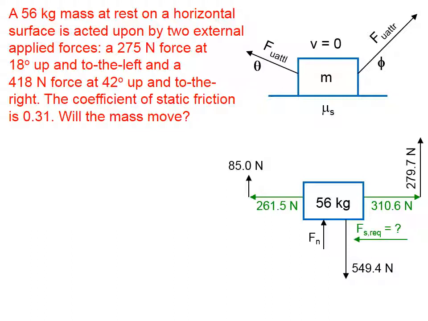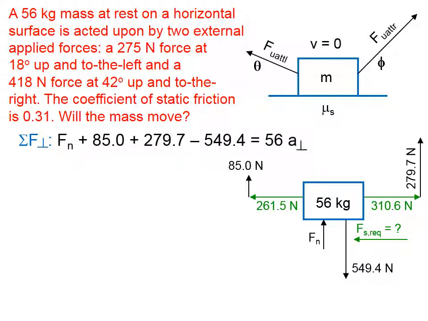And then we have a static friction force. And the static friction force is going to help our 261.5 Newton force. You can see that 261.5 is smaller than the 310.6, so our static friction force is going to help the 261.5 Newton force. Okay, so let's sum our forces perpendicular to the surface.